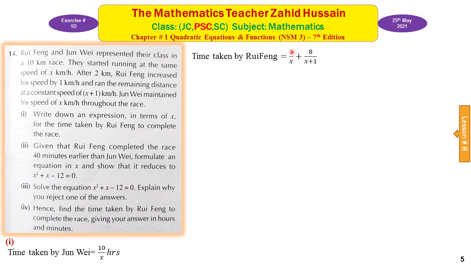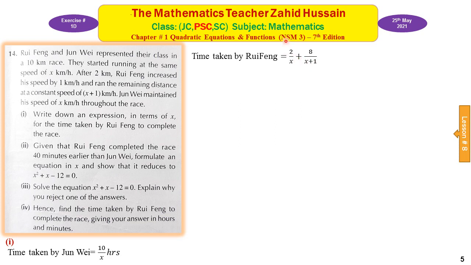For the first 2 kilometer she ran with x kilometer per hour. So time taken for the first 2 kilometer is 2 over x hours, and for the next 8 kilometer she ran with a speed of x plus 1 kilometer per hour. So time taken for the next 8 kilometer is 8 over x plus 1 hours.